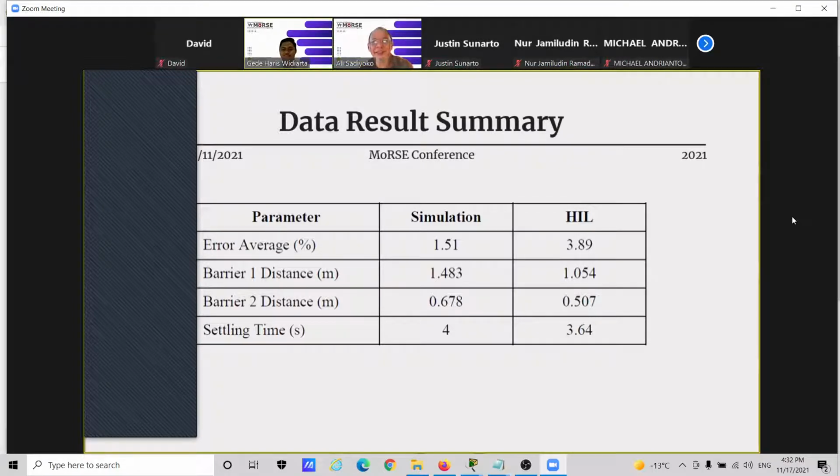Okay, thank you for the question. I will try to answer my best. I think the difference between the simulation and Hill results is caused by many factors such as data transmission delay, because the data is transferred wirelessly, so I think it's because of the delay in data transmission.